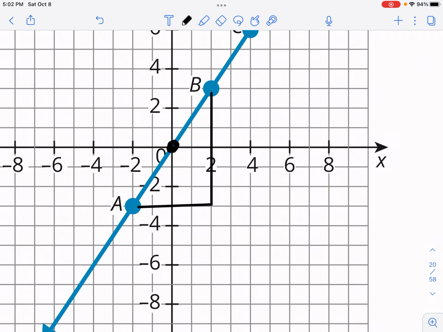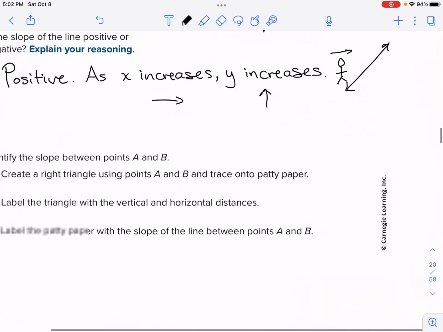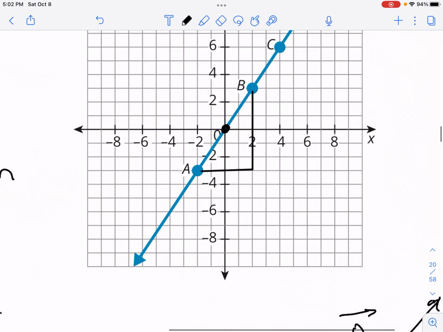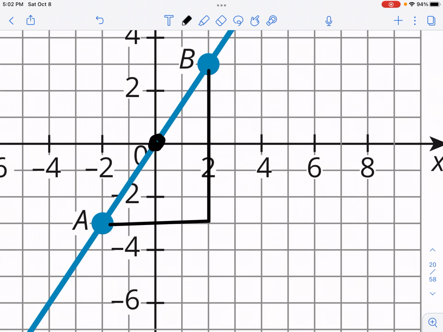Okay. Now, it says on B, label a triangle with the vertical and horizontal distances. So we're going to count how wide and how tall this is. How wide this triangle is, this is 4 units, right? 1, 2, 3, 4. And then how tall is this? This is 1, 2, 3, 4, 5, 6. If you need to, draw those arcs, but we'll put a 6 off to the right.